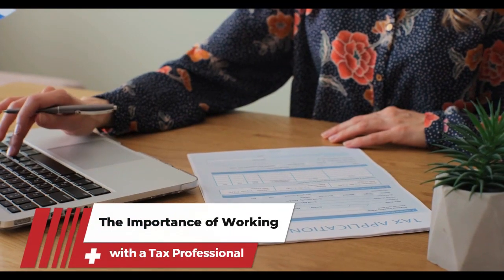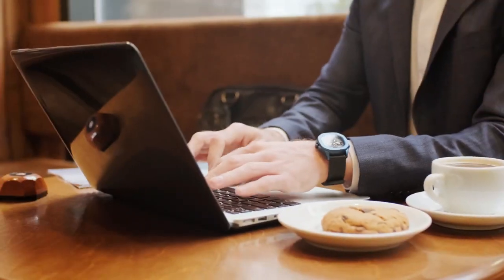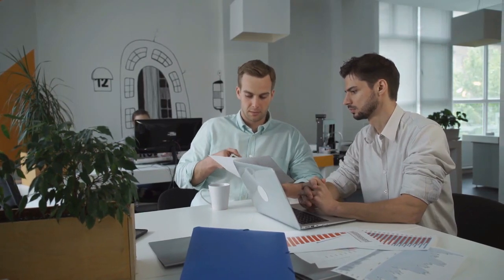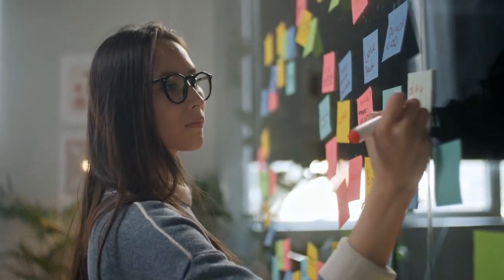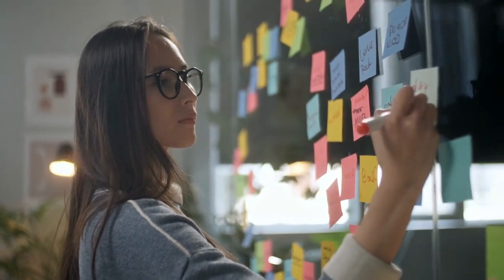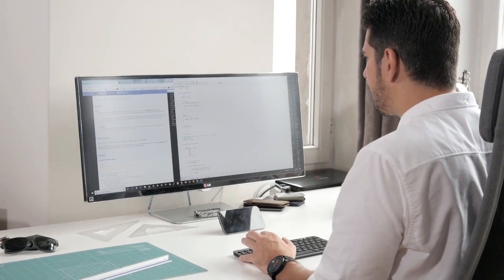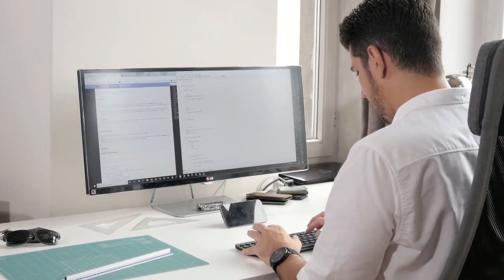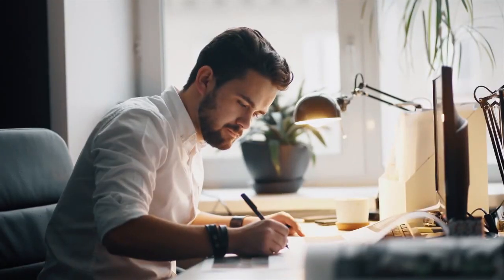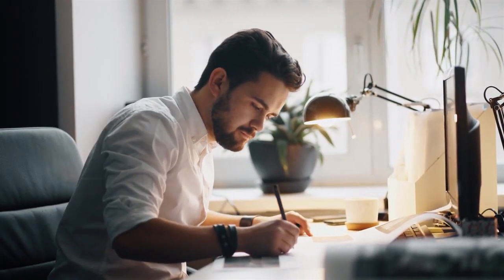The importance of working with a tax professional. While freelancers and independent contractors often pride themselves on their ability to handle various tasks, tax matters can quickly become overwhelming without the right expertise. As your freelance business grows, navigating the complexities of the tax code and staying compliant with changing regulations can become challenging. This is where working with a tax professional can be a game changer.